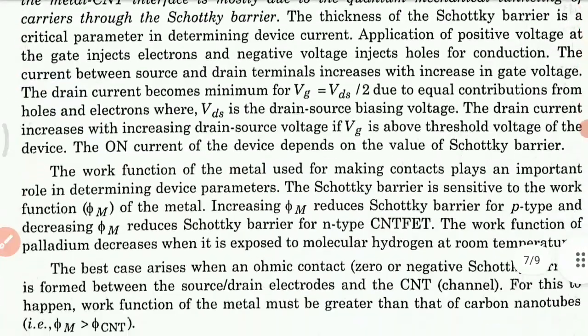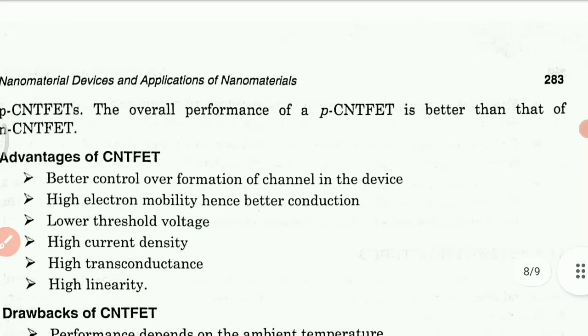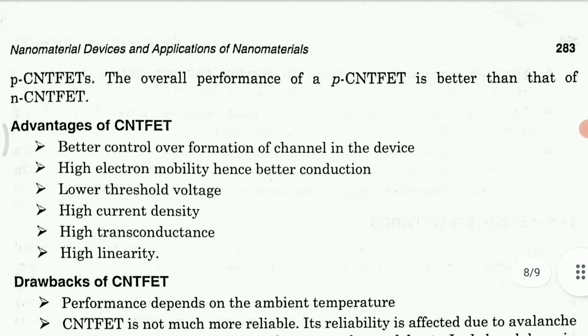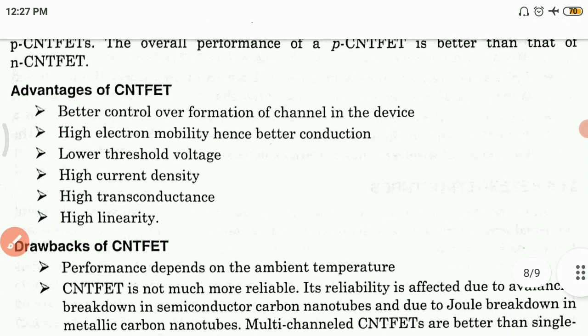Besides that, again, it has given about the advantages of CNT FET. This is very important. Okay, various points are given like better control over formation of channel in the device, then high electron mobility and hence better conduction, then lower threshold voltage, high current density, high transconductance, then high linearity. Besides that, it has some drawbacks.